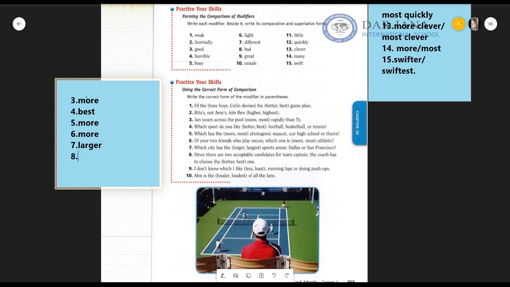8. Since there are 2 acceptable candidates for team captain, the coach has to choose the better or best one. Since there are 2, then I'm going for comparative, so the better one. Number 9. I don't know which I like less or least, running laps or doing push-ups. I'm comparing this action to another action. Only 2 actions are involved, comparative form, so it is less. And number 10, Alex is the louder or loudest of all the fans. I'm comparing Alex to all the other fans, so superlative, so loudest.